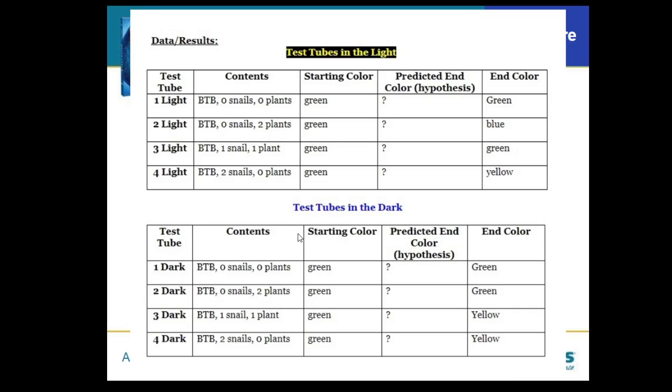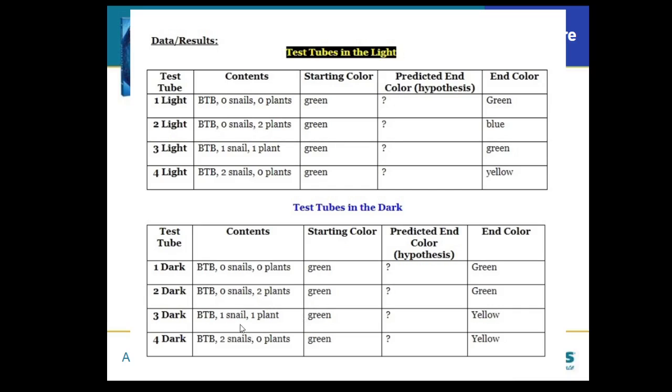If we put the tubes in the dark, we see a little bit of a different result. Again, our control stays green. Now with our plants, we're staying green, so no CO2 has been given off. Why is that? Well, we know from our discussion of photosynthesis that sunlight is critical for that to happen. Without sunlight, there would be no photosynthesis, and so these plants aren't utilizing any carbon dioxide because they're not photosynthesizing.